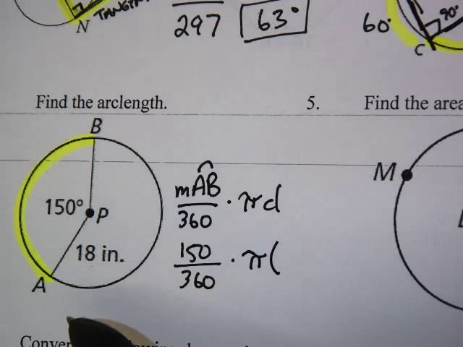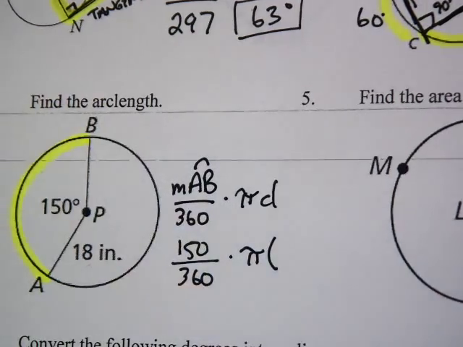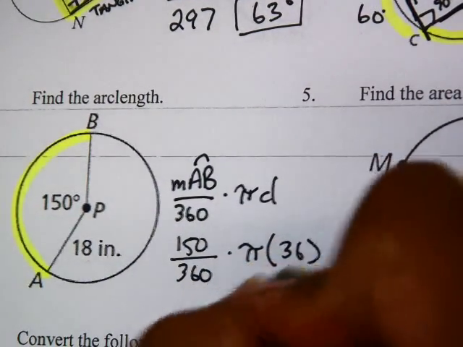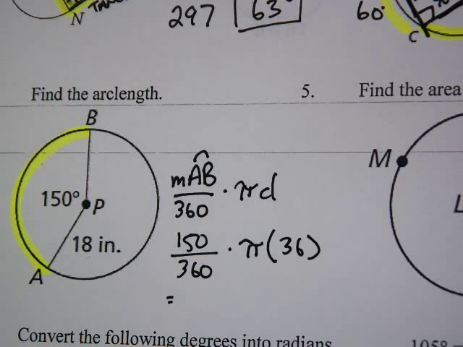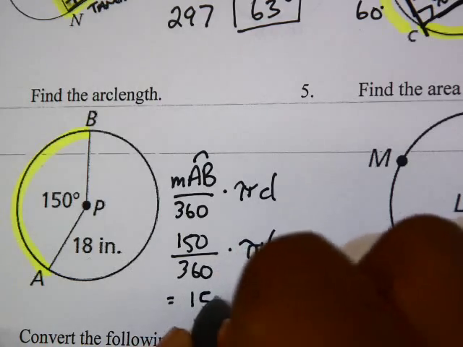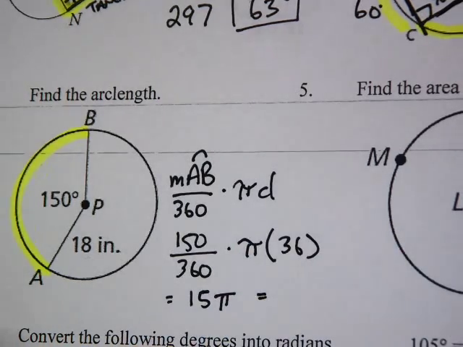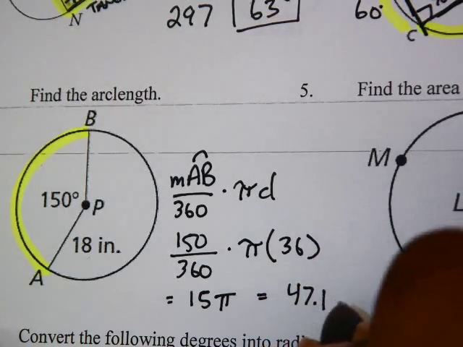18's our radius. So now we need a diameter, so we need to do 2 times 18, which is 36. So I just simplify that. If I want to leave it in terms of pi, this is 15 pi, and if I wanted to get decimals, it's 47.1 inches.